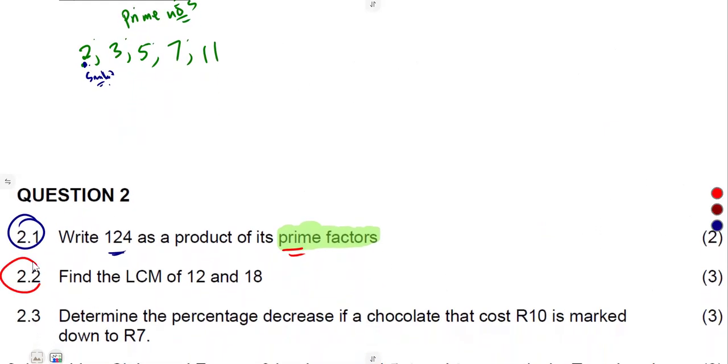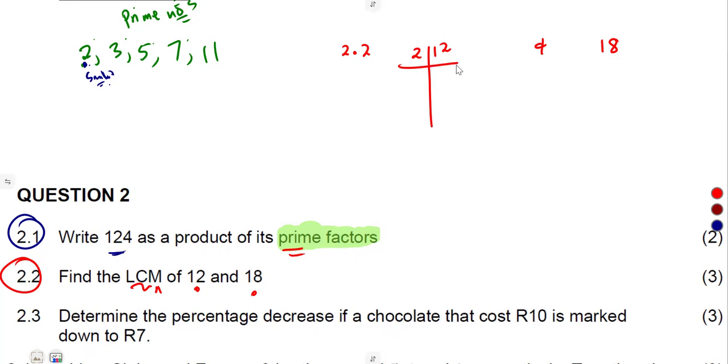2.2. Find the LCM. So remember the LCM, lowest common multiple of 12 and what? 18. So guys, we talked about this before. You must express the given numbers as product of their prime factors. So again, you can do the same, use your calculator, or let's just try first to have it as a product of its prime factors.